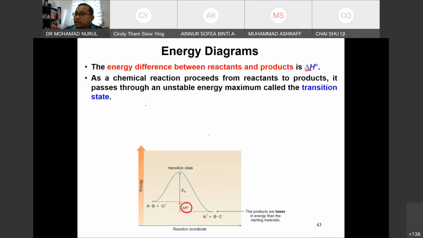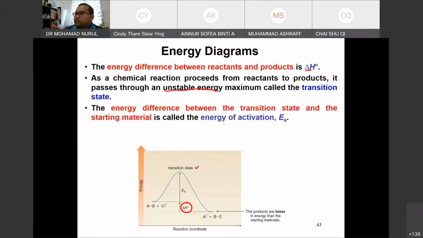And as the chemical reaction proceeds from reactant to products, it passes through unstable energy maximums. We call these transition states. In this one, because this is a single step reaction, it only has one transition state. If you have multiple steps, you will have multiple loops. And the energy difference between the transition state and the starting material, we normally label as TS, and we call it activation energy.